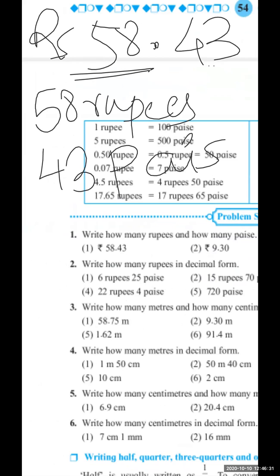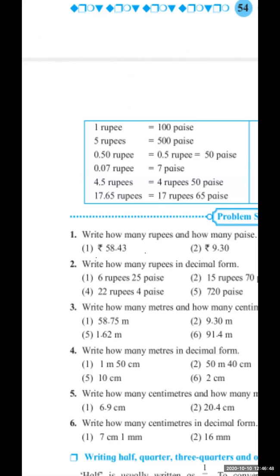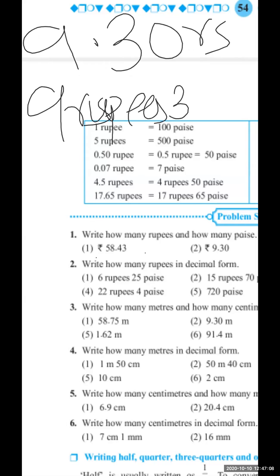इतना सिंपल है. पॉइंट के पहले वाला होल नंबर होता है तो वो रुपीज आएगा, पॉइंट के बाद वाला जो है वो पैसे आएगा, बिकॉज इट इज अ फ्रैक्शन. ओके. So 58 rupees and 43 paise. We have to tell only how many rupees are there and how many paise are there. Okay. Next is 9.30 rupees. So 9 is a whole number, so 9 rupees will come, and 30 पैसे will come.